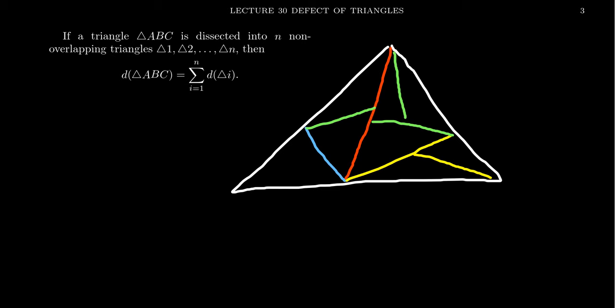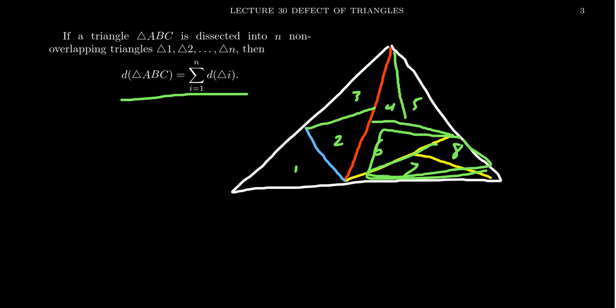So it's like we have triangle 1, triangle 2, triangle 3, 4, 5, 6, 7. I got 8 pieces right here. Well, by induction, if it's additive for this triangle, and then it's additive for this triangle, and then we keep on going, step by step, by induction we get that it's additive for an arbitrary number of non-overlapping triangles. This idea is what we call a partition. Partition of triangles.